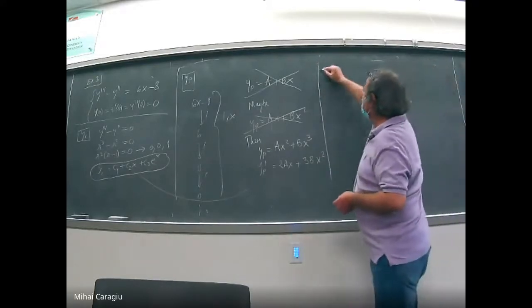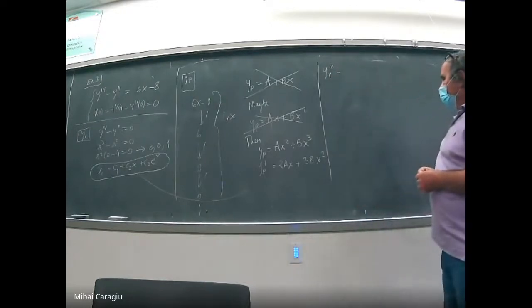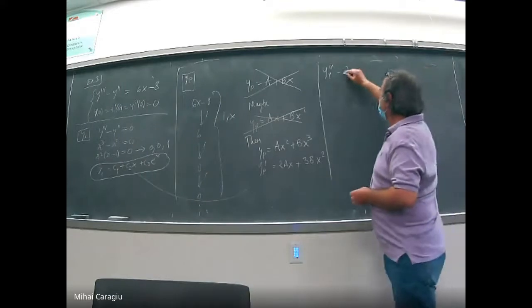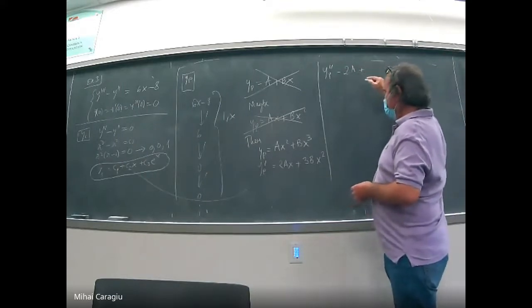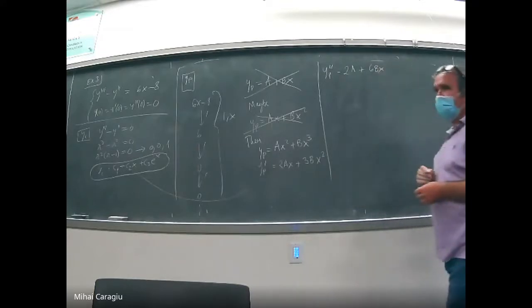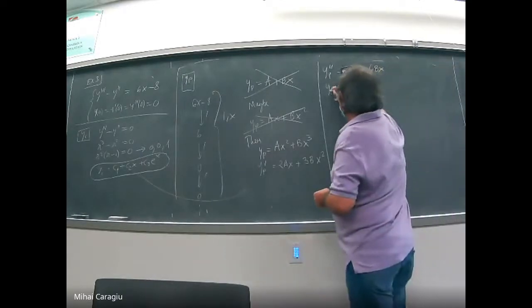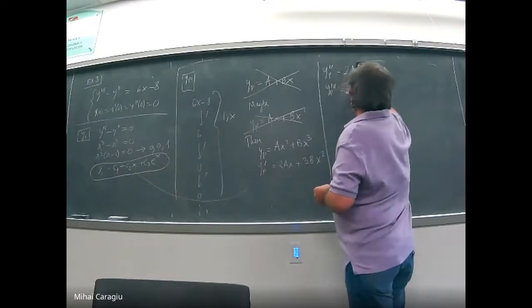So y_p second will be what? 2a plus 6bx. We need one more. We need y_p third because the equation is third order. So y_p third equals 6b.